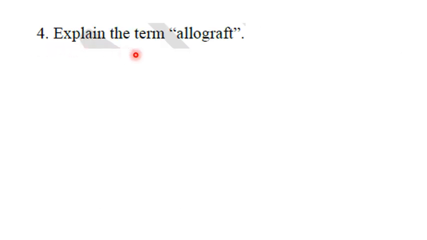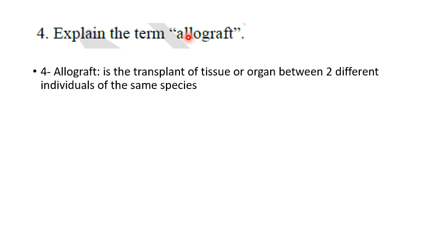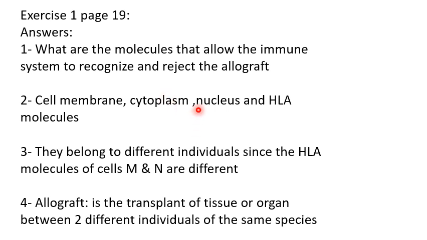Part 4. Explain the term allograft. As we explained in the previous video, the allograft is the transplant of tissue or organ between two different individuals of the same species. These are the answers. Please, I want you to copy this slide into your copybook.